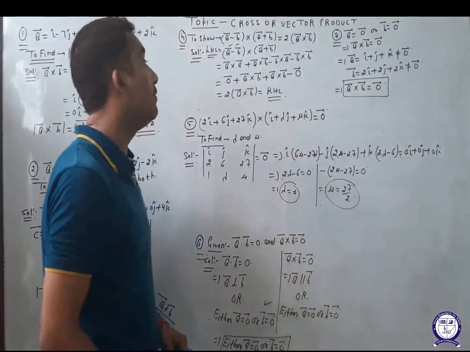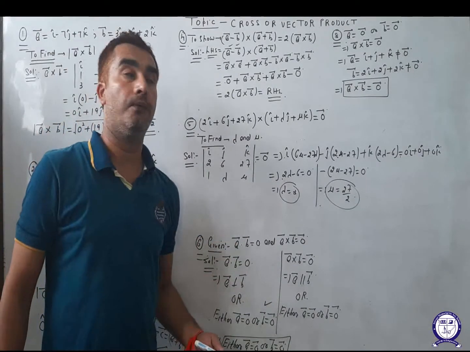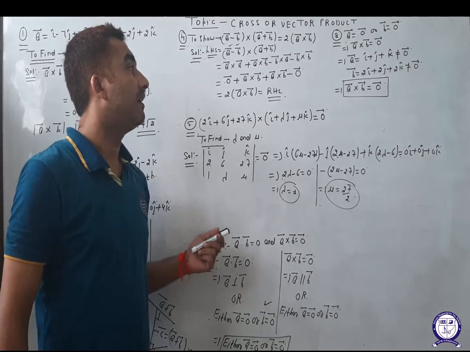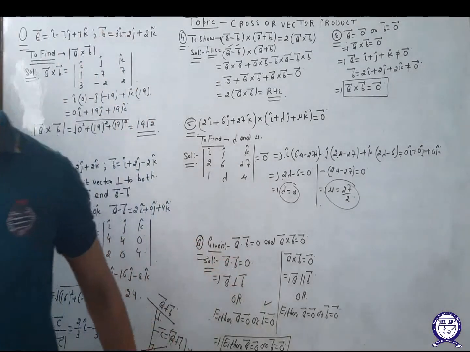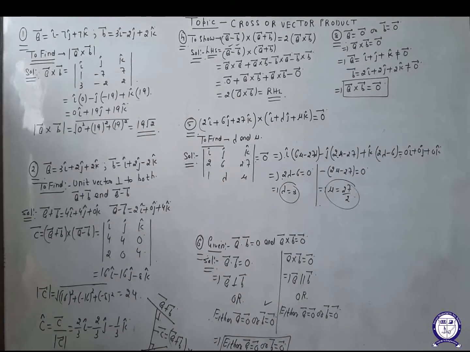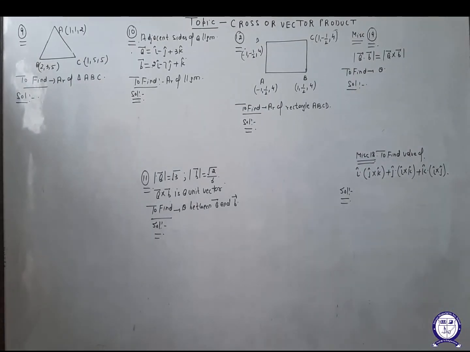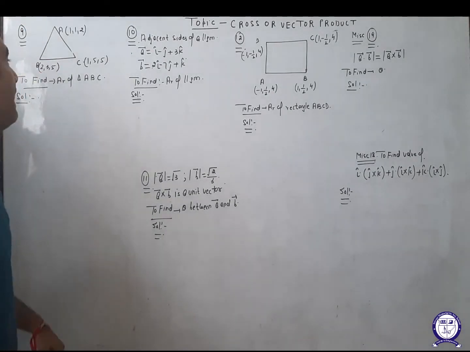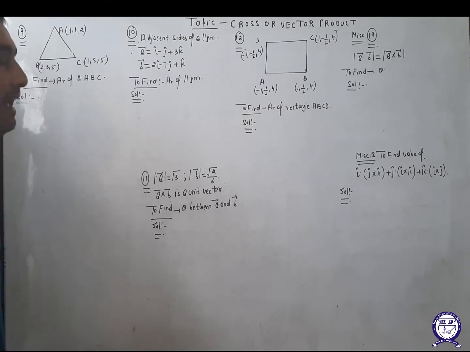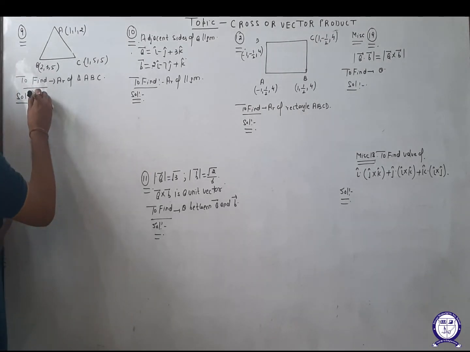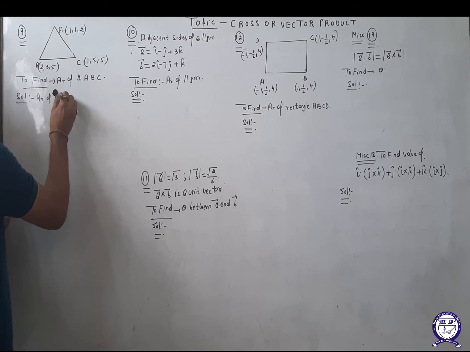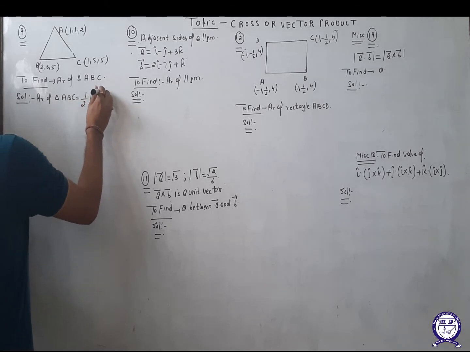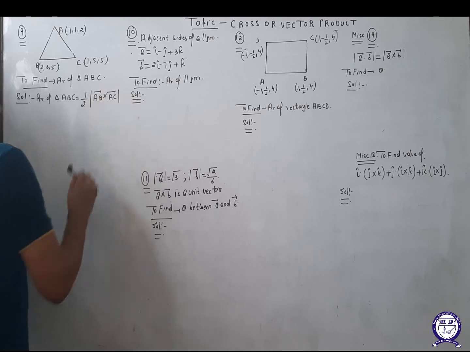Now we are continuing with area of triangle, area of parallelogram, and area of rectangle with the next questions. Now we have three vertices of a triangle. We have to get the area of the triangle. As we know, area of triangle ABC is equal to half magnitude of AB vector cross AC vector.